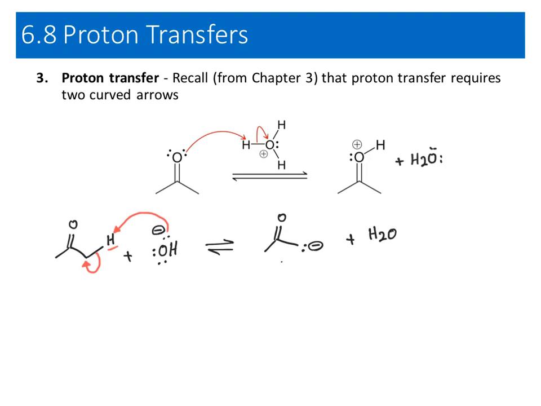Now this product can do resonance. We have an allylic lone pair. Use 2 arrows to show the resonance.